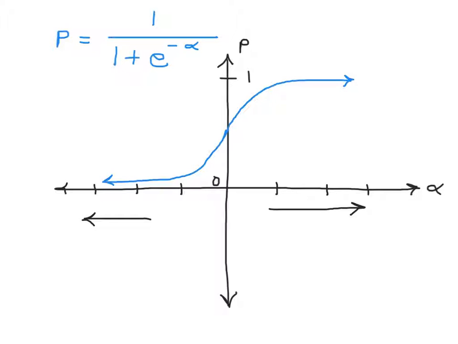So when alpha is 0, we have a probability of 50% that our outcome will be true. As alpha approaches positive infinity, becoming larger and staying positive, we are approaching a probability of 100%. As alpha approaches negative infinity, our probability approaches 0.